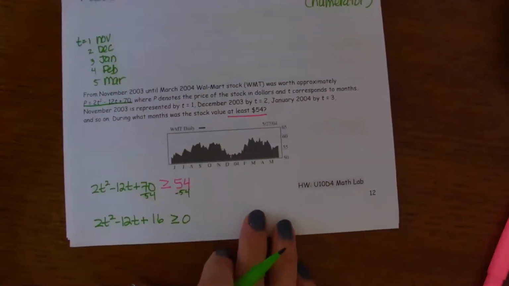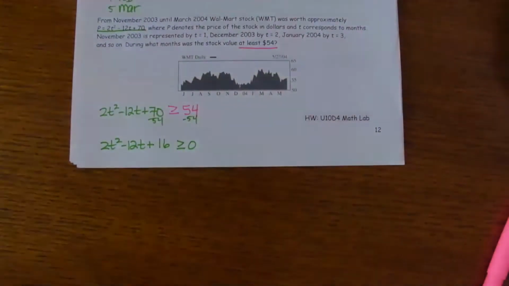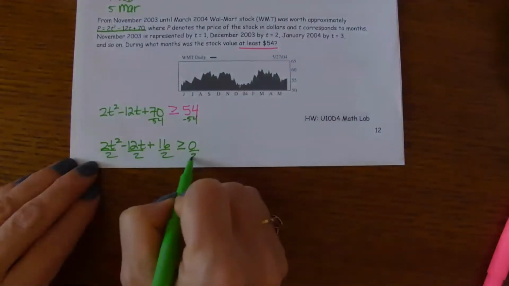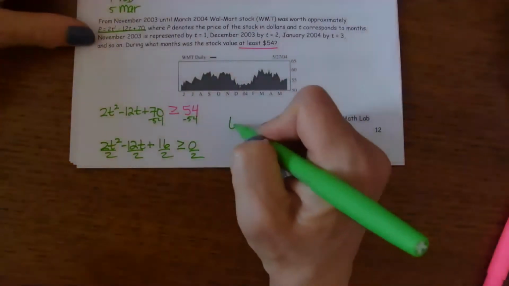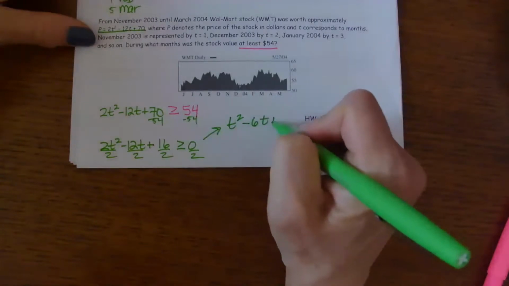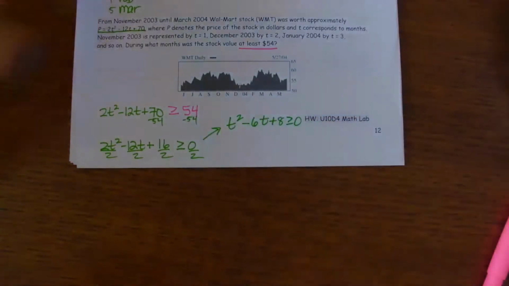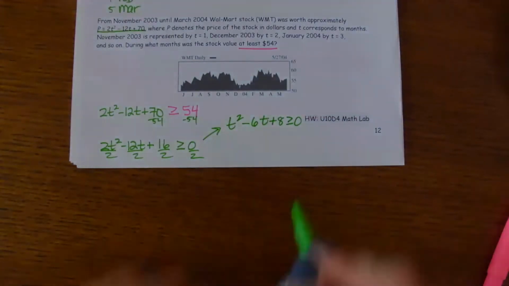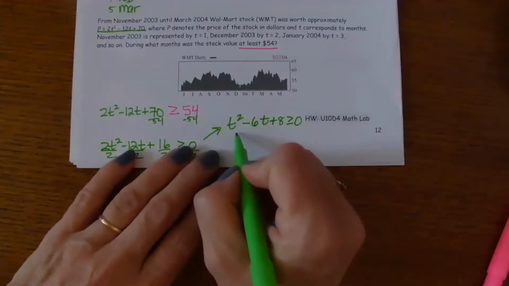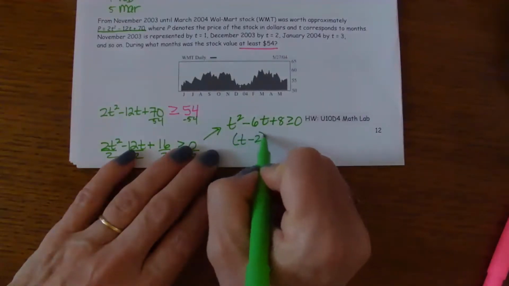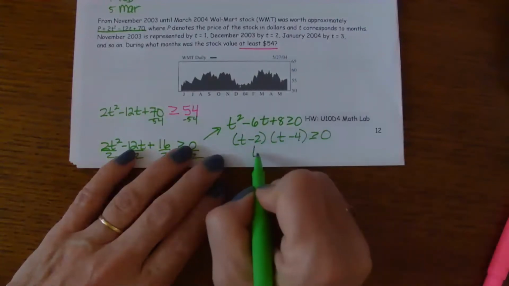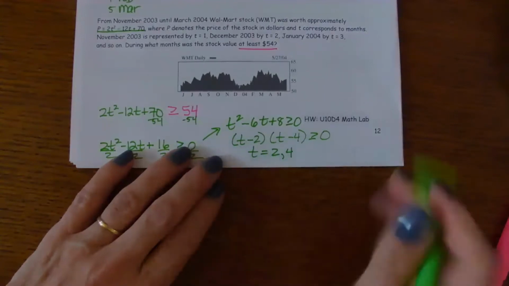Now, could you simplify this equation anymore? Yeah, you could. So we can divide out a 2. We just have to divide everyone, right? So now we have t squared minus 6t plus 8 is greater than or equal to 0. And now that we have a 0 in there, we can follow today's rules. And we're going to say t minus 2, t minus 4. So t equals 2 and 4.